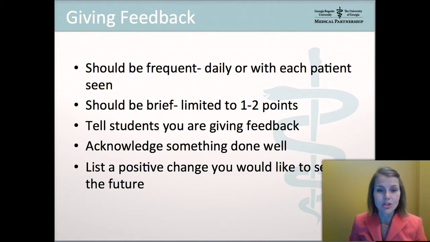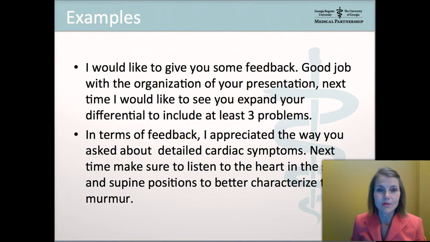When you give feedback, it should be frequent, daily, and ideally with each patient seen. It should be brief, limited to 1 to 2 points. It's important that you tell students that you are giving them feedback, as otherwise sometimes students feel that they've never been given feedback. Acknowledge something that they've done well, and then list a positive change that you'd like to see in the future. The following are some examples of giving feedback to students.